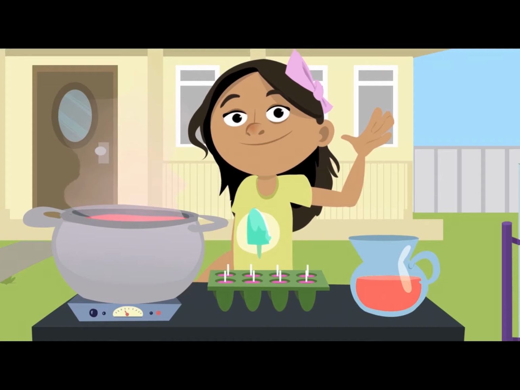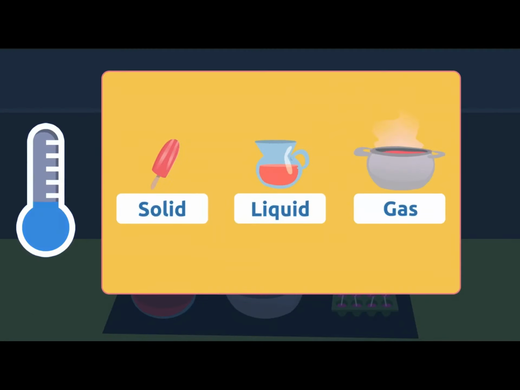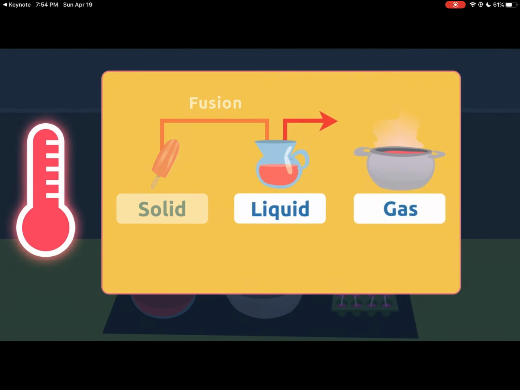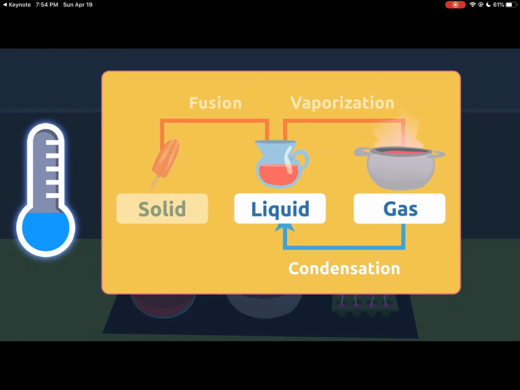Let's recap. If we heat solid matter, it becomes a liquid. We call this process fusion. If we heat liquid matter, it becomes a gas. We call this process vaporization. These two processes can occur the other way around. That happens when we cool matter instead of applying heat. If we cool a gas, it becomes a liquid. This process is called condensation.